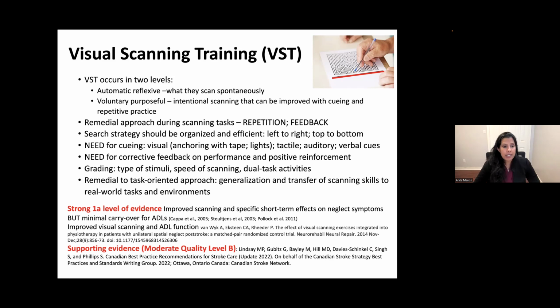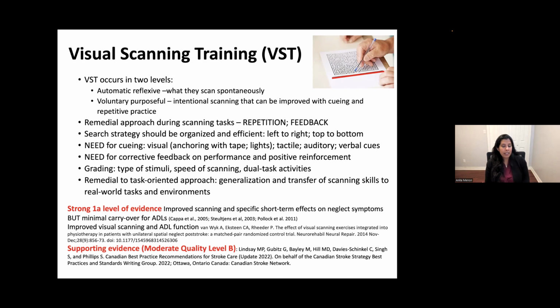Another thing to consider is providing them with corrective feedback and positive reinforcement to know whether they are scanning the entire image or the entire environment. Providing them with that feedback would be very important for them in order to correct their scanning abilities. Again, we want to think about grading the activity, looking at the type of stimuli that's being provided and the speed of scanning. Initially they may take a long time to scan, but we might want to look at improving that speed of scanning, and then even getting them involved in dual tasks.